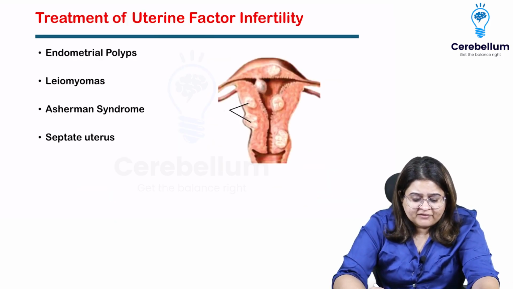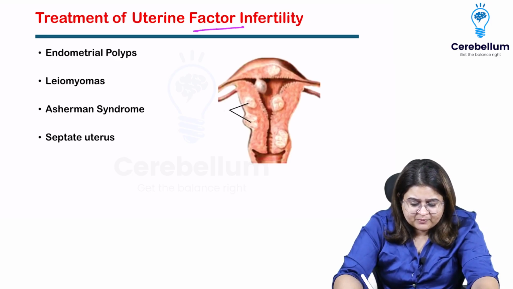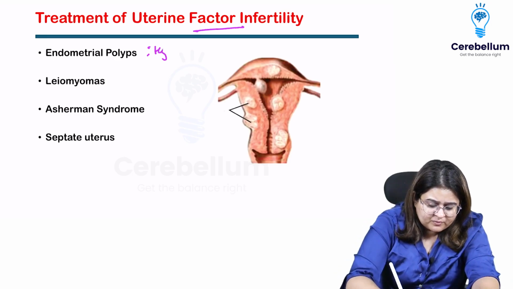Now, if there's a uterine factor problem, you will treat that factor. If it's a polyp, you will do a hysteroscopic polypectomy.